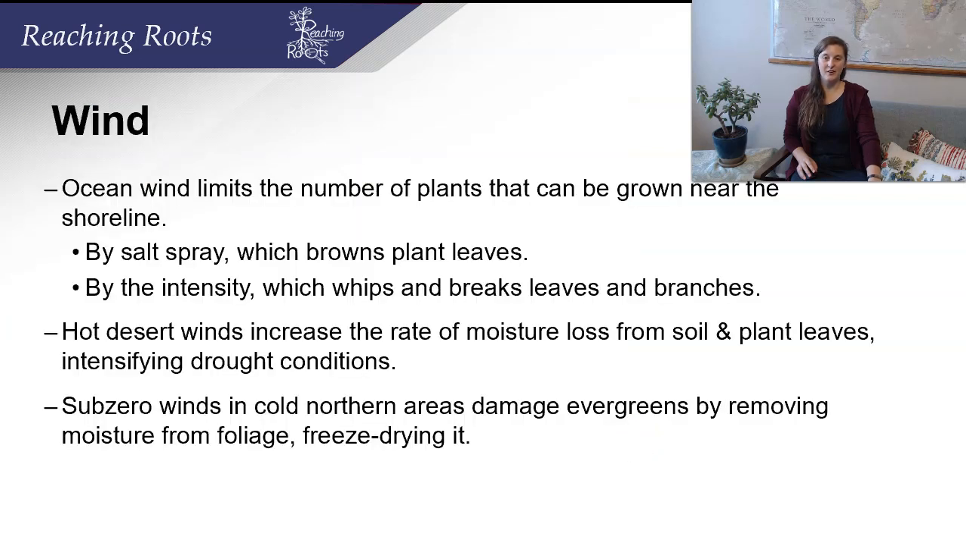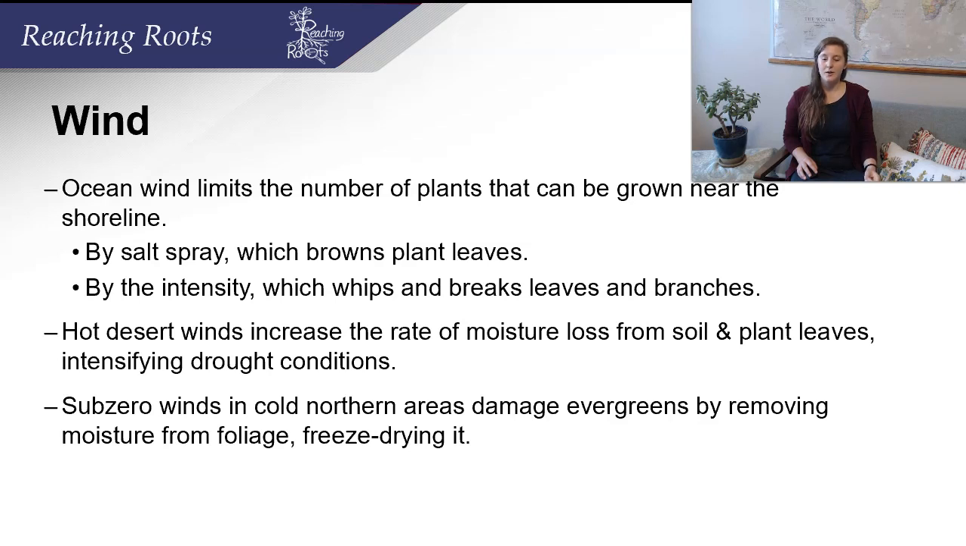Wind also affects plant growth. For example, ocean wind can limit the amount of plants that can grow near the shoreline because of salt spray, which browns plant leaves. Sometimes there's very intense winds near the ocean, and it has this salt in it, and it can damage plants. Furthermore, other areas will have severe wind, and that can be damaging to plants. Certain plants are adapted to grow where it's really windy.